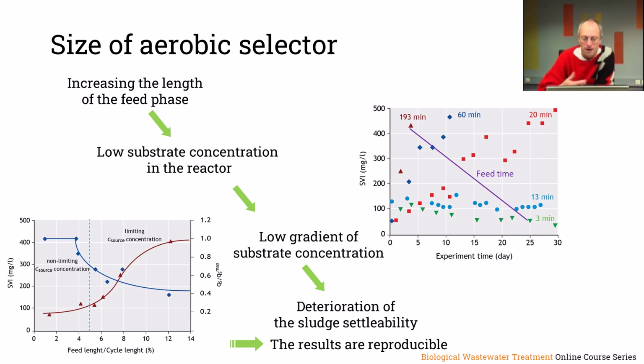So what you see is that increasing the length of the feast phase, which means lower substrate concentrations in the reactor, leads to a deterioration of the sludge settleability. So there is a clear relation between substrate presence and the substrate uptake rate, substrate concentration, and advantage for filamentous bacteria, which fits with the hypothesis of the kinetic selection theory, which I described before.